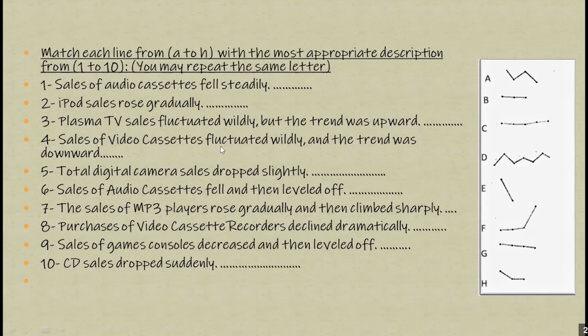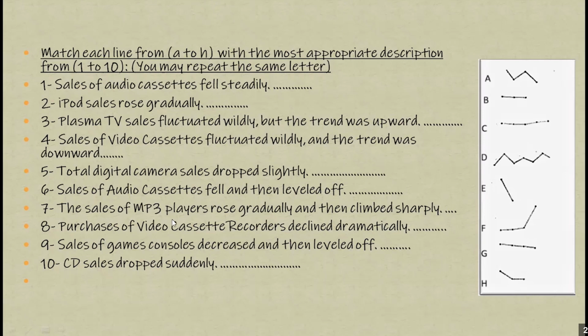Here, sales of video cassettes fluctuated wildly and the trend was downward. So that's the opposite, also a fluctuation up and down, but the trend was downward. That means that the first point is higher than the last point. Total digital camera sales dropped slightly. Slightly means a small decrease. Sales of audio cassettes fell and then leveled off. To level off means to stay at the same level. So it's a horizontal line. It's not increasing and at the same time it's not decreasing.